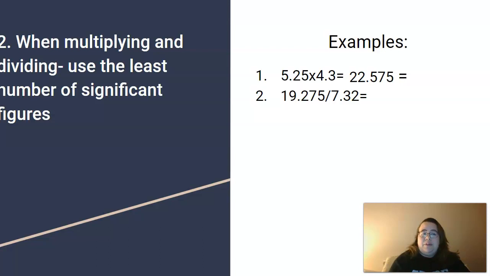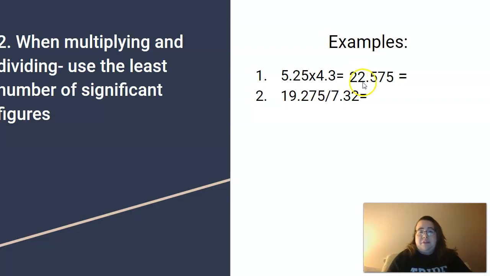2 is my least number of significant figures, so my answer needs to be in two spaces. Now, I'm not looking for decimal points. I'm just looking for significant figures, and I'm always going to start on the left, just like you read any word. You always start left to right. So my first spot is a 2 right here. My second spot is a 2. So my number is probably not going to have any decimal points in it.